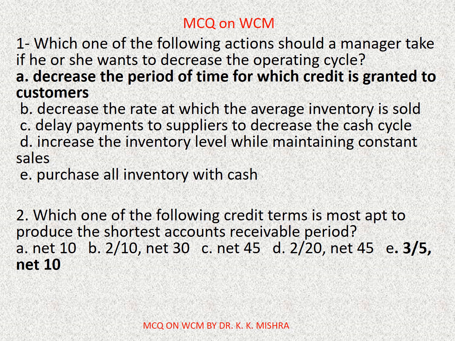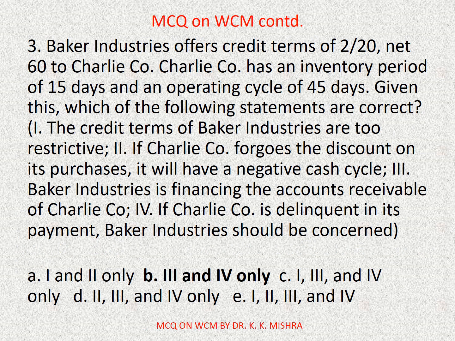Now question number 2. Which one of the following credit terms is most apt to produce the shortest accounts receivable period? Options are A. Net 10, B. 2/10, net 30, C. Net 45, D. 2/10, net 45, or E. 3/5, net 10. Correct option is E. 3/5, net 10.